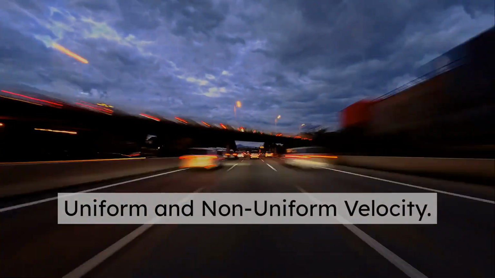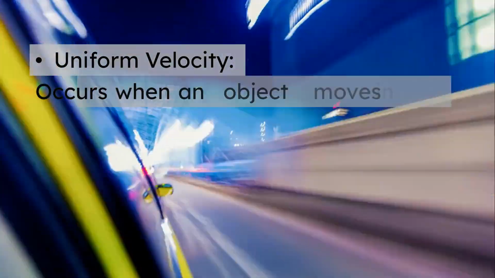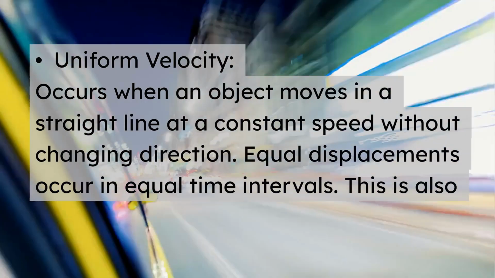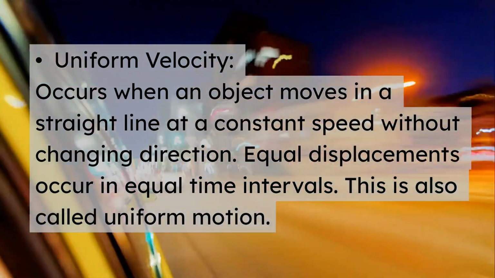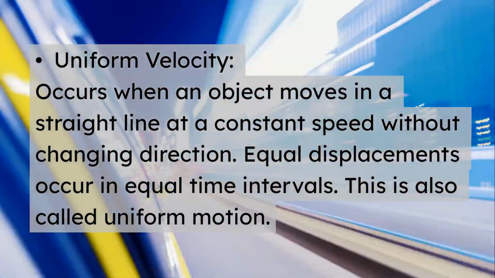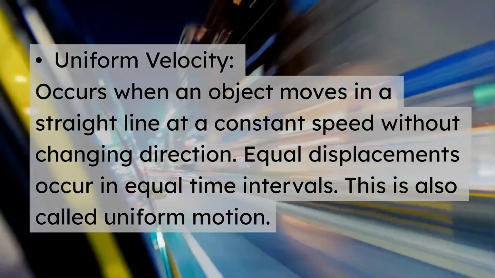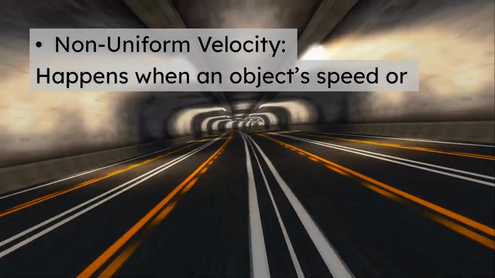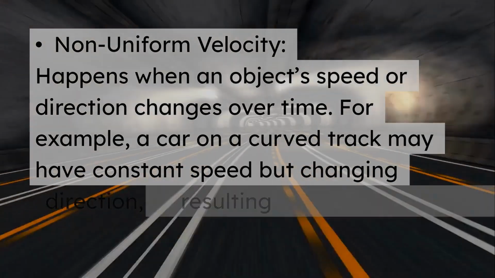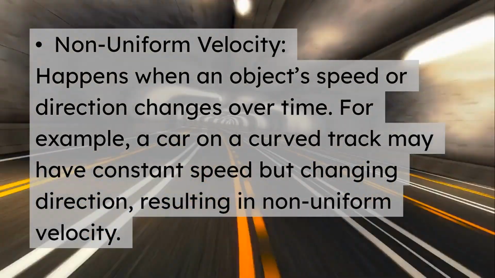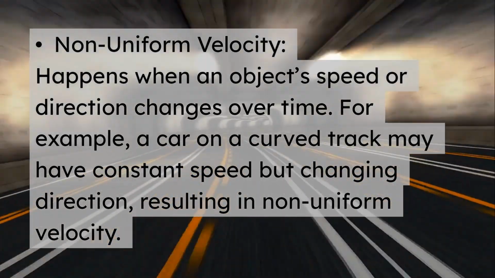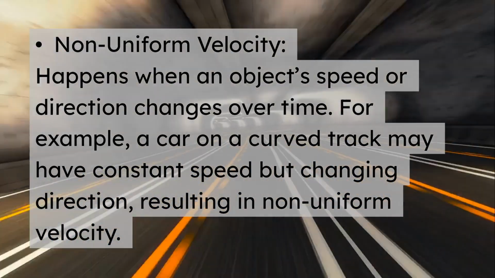Uniform and non-uniform velocity. Uniform velocity occurs when an object moves in a straight line at a constant speed without changing direction. Equal displacements occur in equal time intervals. This is also called uniform motion. Non-uniform velocity happens when an object's speed or direction changes over time. For example, a car on a curved track may have constant speed but changing direction, resulting in non-uniform velocity.